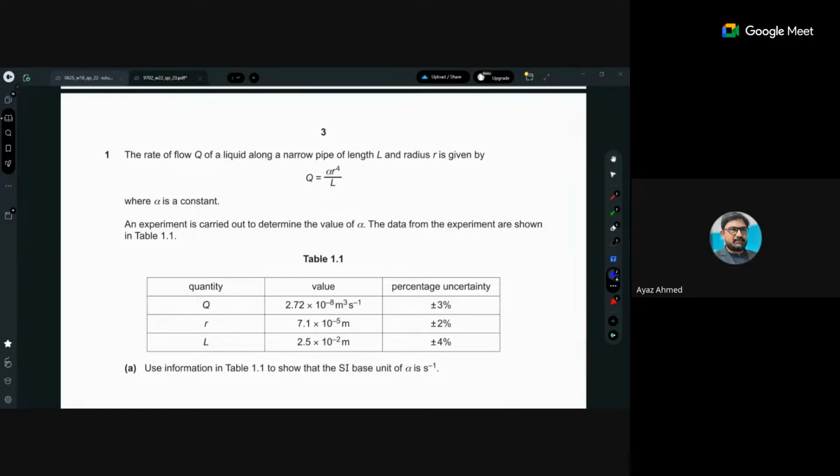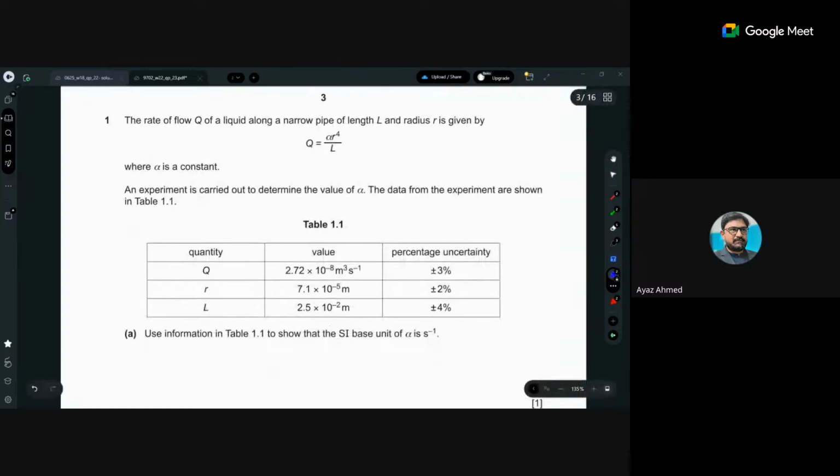So in structured questions, the portions are from general physics, then waves and current, electricity and electronics, and that general physics is divided into several parts. So here is question number one. It is related to the general physics part, measurements and physical quantities.